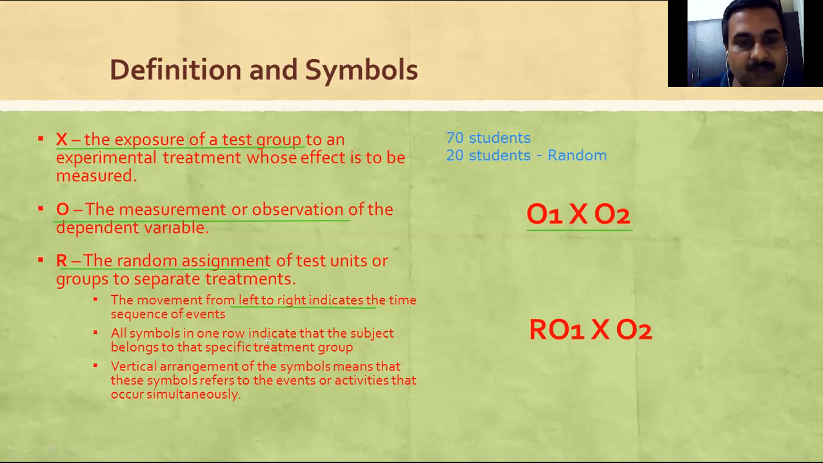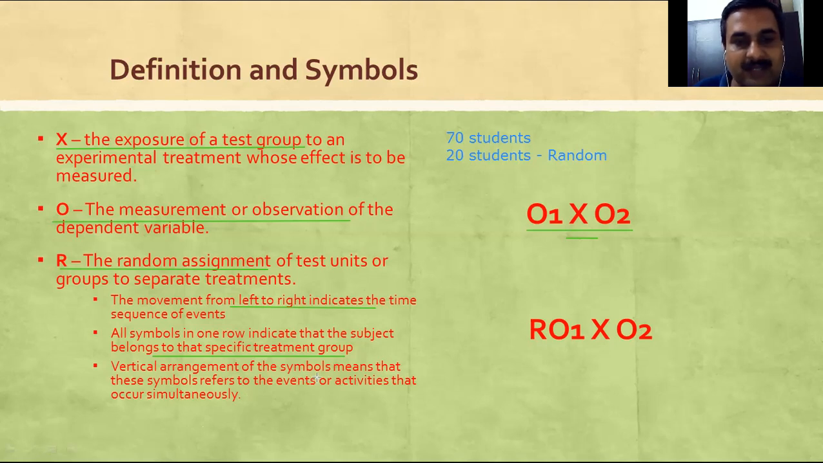All symbols in one row indicate the subject belongs to that specific treatment group. Means in a particular row, whatever terminologies are going to be used, they are considered with the same treatment for the entire group. Like X will remain the same for the entire group. This is not going to change.